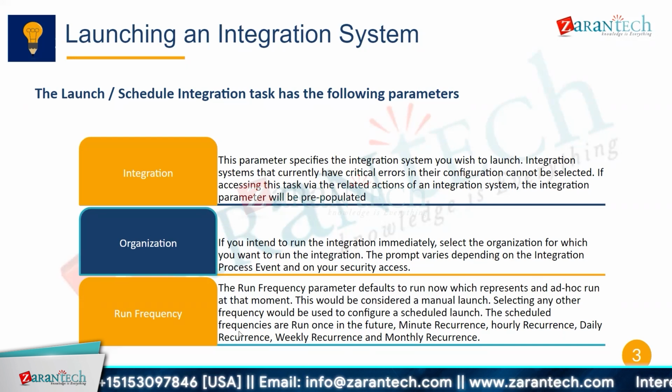And then the run frequency. Do I want to launch it now or do I want to set up a schedule around it? The run frequency parameter defaults to run now, which represents an ad hoc run at the moment. This would be considered a manual launch. Selecting any other frequency will be used to configure a scheduled launch. The schedule frequencies are run once in the future, minute recurrence, hourly recurrence, daily recurrence, weekly and monthly recurrences.